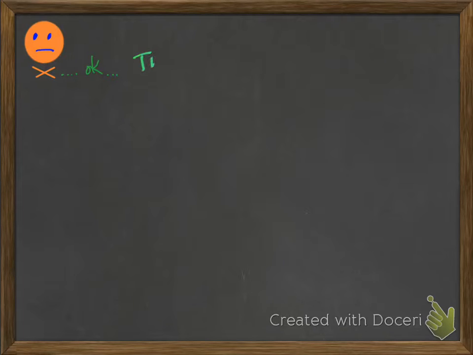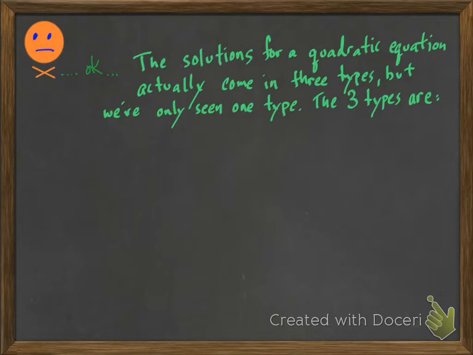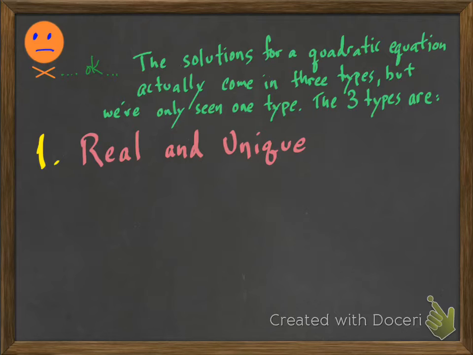Okay, well, let me explain here. The solutions to a quadratic equation actually come in three different types, but we've only seen one type. So that's why we haven't really talked about this yet, because all the times we have solved a quadratic equation so far in our class, it's only been this first type. This first type is what we're going to call real and unique. The numbers are real numbers, which I'll explain later about what that means, and they are unique. That is, they're different from each other. Two different real numbers. That's what we've gotten almost every time.